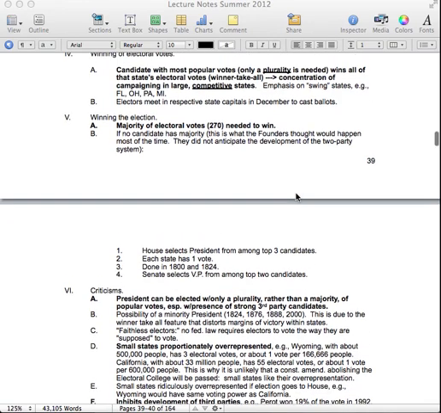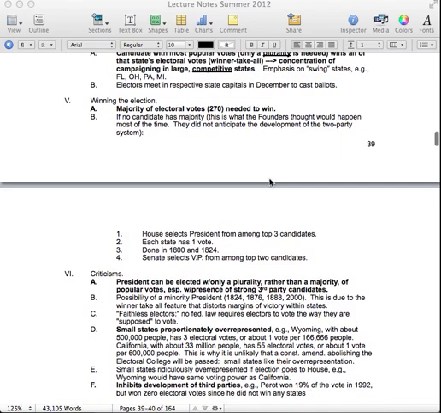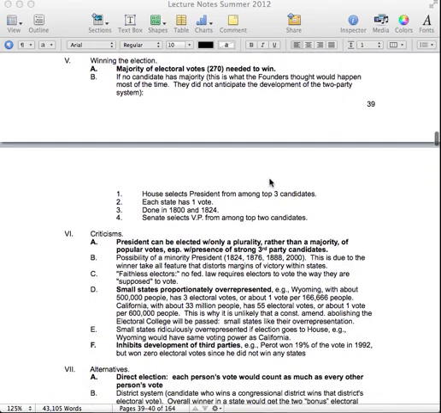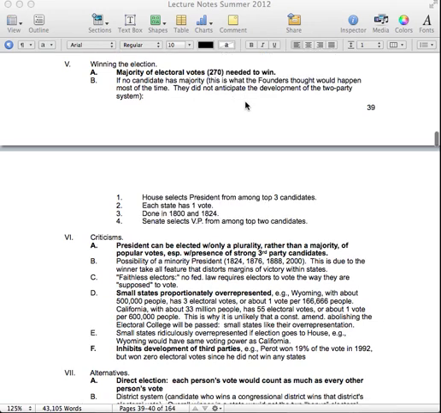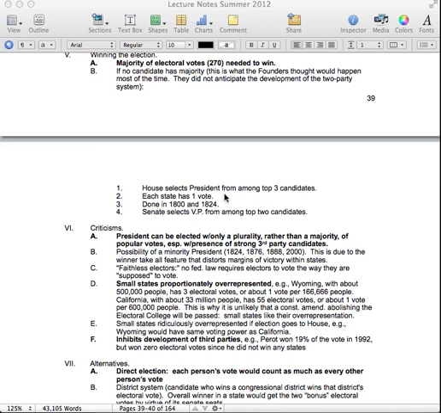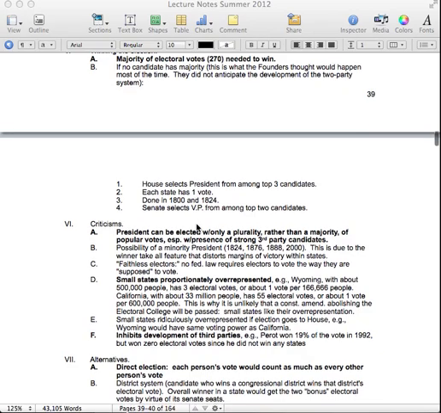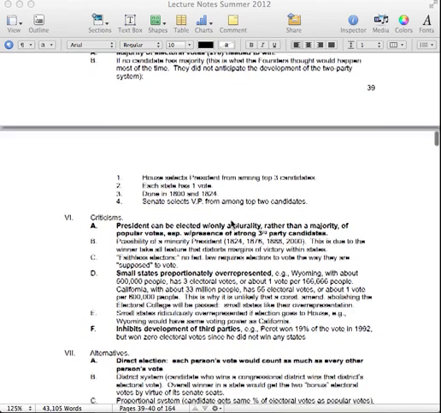And the electors actually meet in their respective state capitals in December to cast their final ballots. Winning the election requires a majority of the Electoral College; you need 270 to win, important to know. Now, if no candidate has the majority, which our founding fathers thought would more or less happen, then the House selects from among the top 3 candidates, and in that selection process, each state has 1 vote. So there's another example of why small states like the Electoral College process. And then the Senate would select the VP from among the top 2 candidates left.